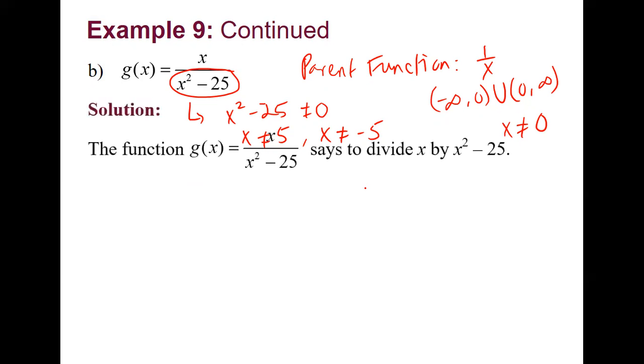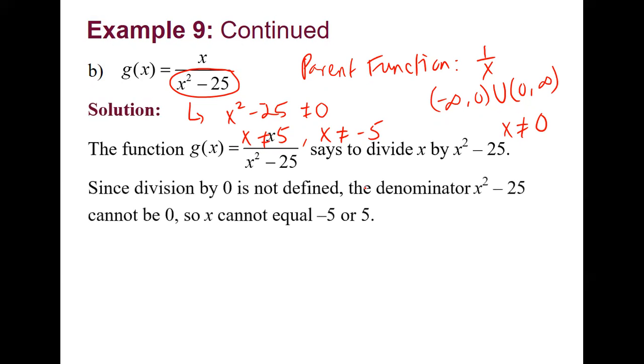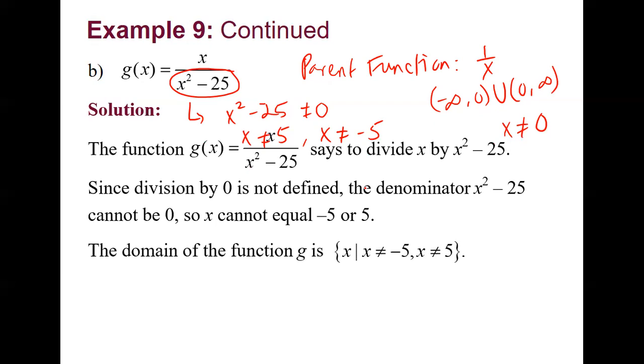Okay, so again, why did we do that? Division by 0 is not defined, so our denominator cannot be 0. So therefore, x cannot equal negative 5 or 5. Okay, how do you write it? If you're writing in set notation, you're just saying x such that x cannot equal negative 5, comma, x cannot equal 5, right? This is in set notation.